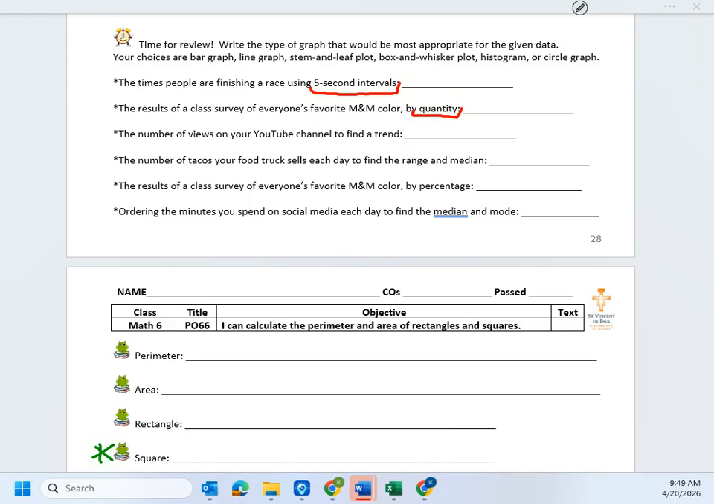If you finish the circle graph and there's still time left in class, Gifts of the Holy Spirit, make sure you have that checked off. Khan Academy is due on Thursday. Make sure you have those at 100%. And packet number 11 is due on the 5th.